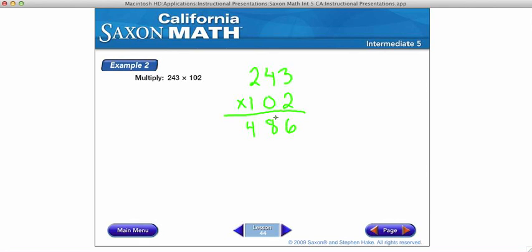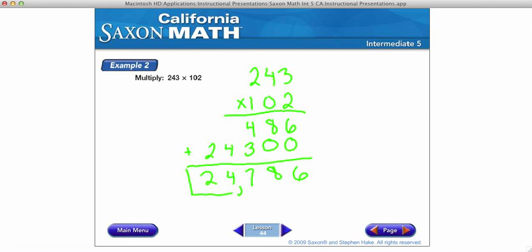And because it's a 100, I'm going to have 2 placeholders here. Okay? Now I can multiply. 1 times 3 is 3. 1 times 4 is 4. And 1 times 2 is 2. And now I can go ahead and add these up. And put in my comma, and here I have my answer. Don't forget those commas. Okay?